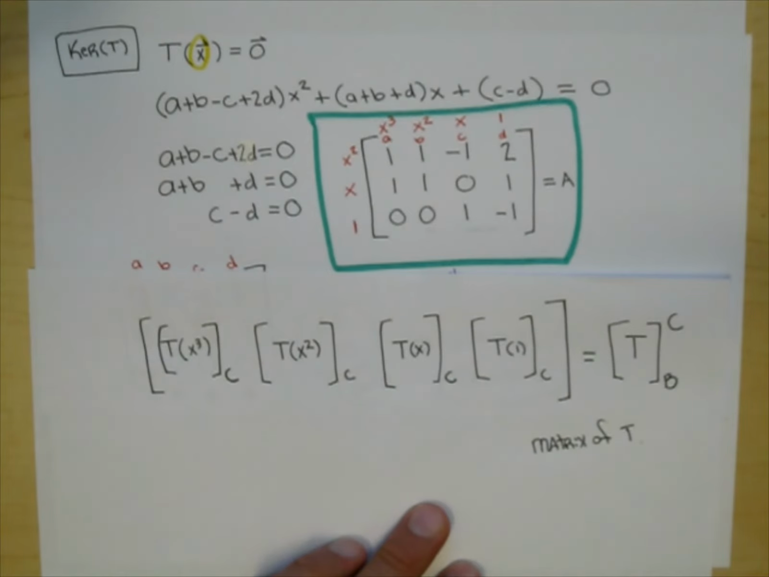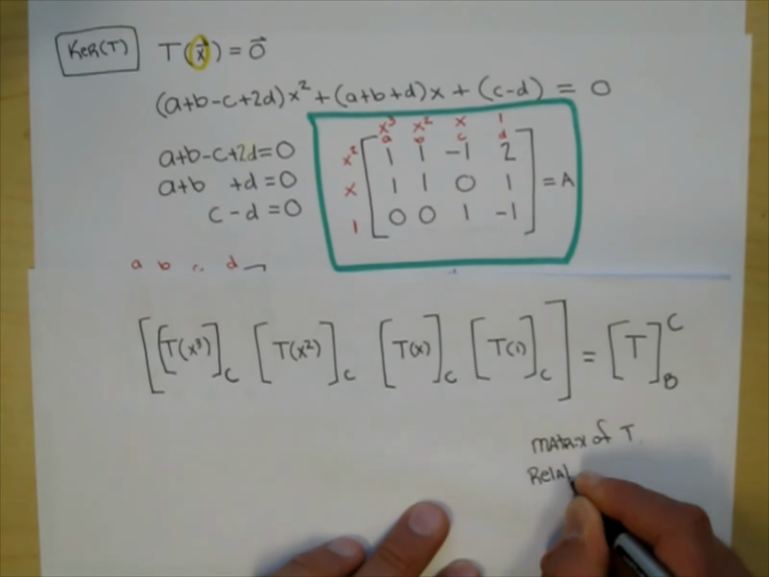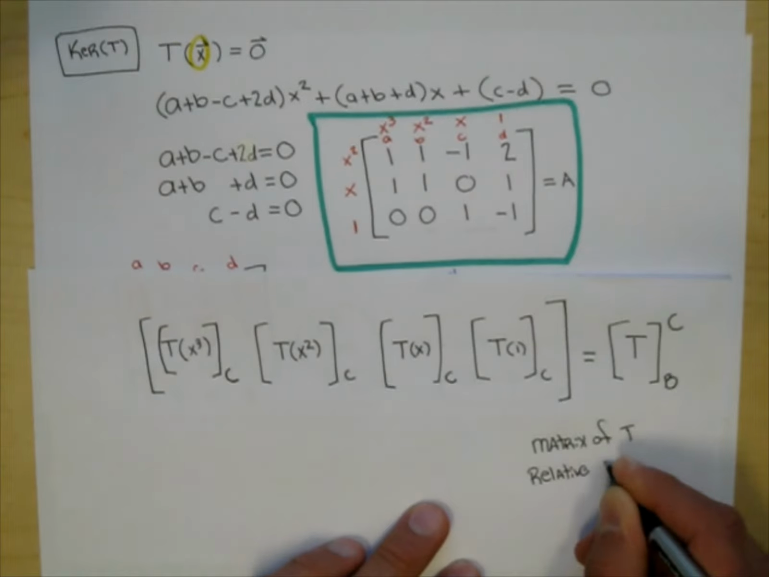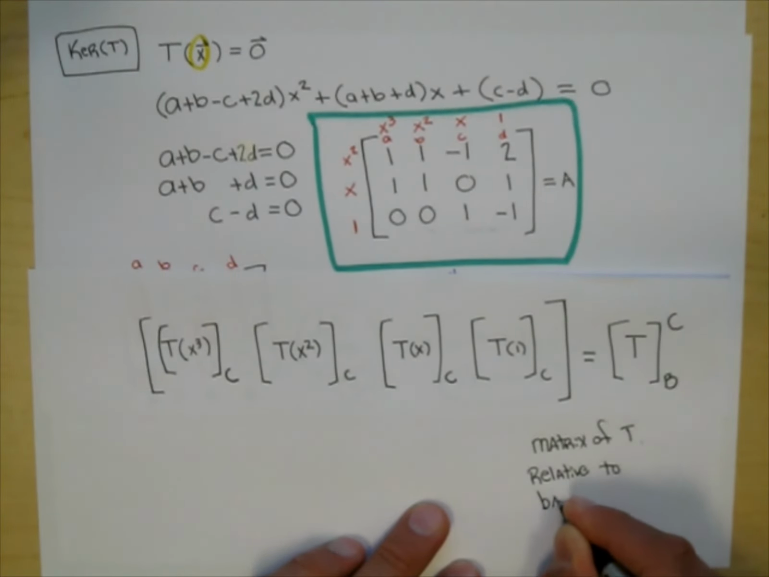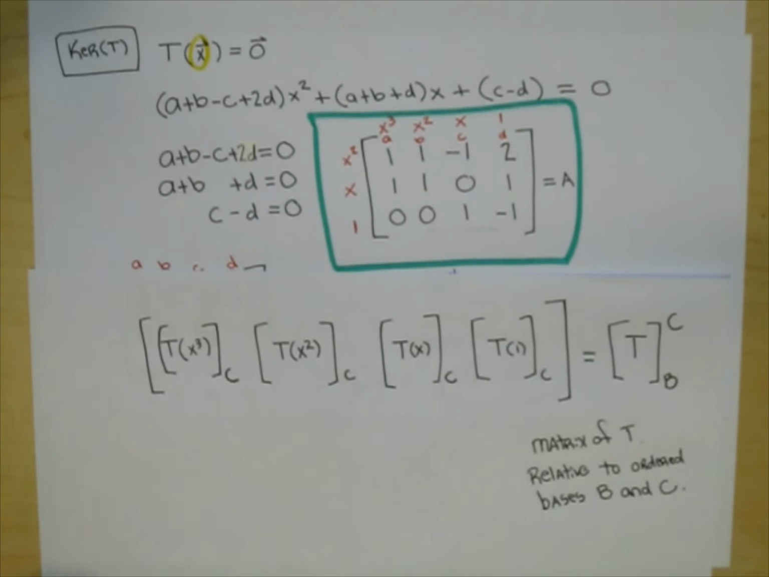So it really is a matrix of transformation, but then you have to say something else because we're not going from Rm to Rn. It's the matrix of T relative to ordered bases B and C. That's what it's called.